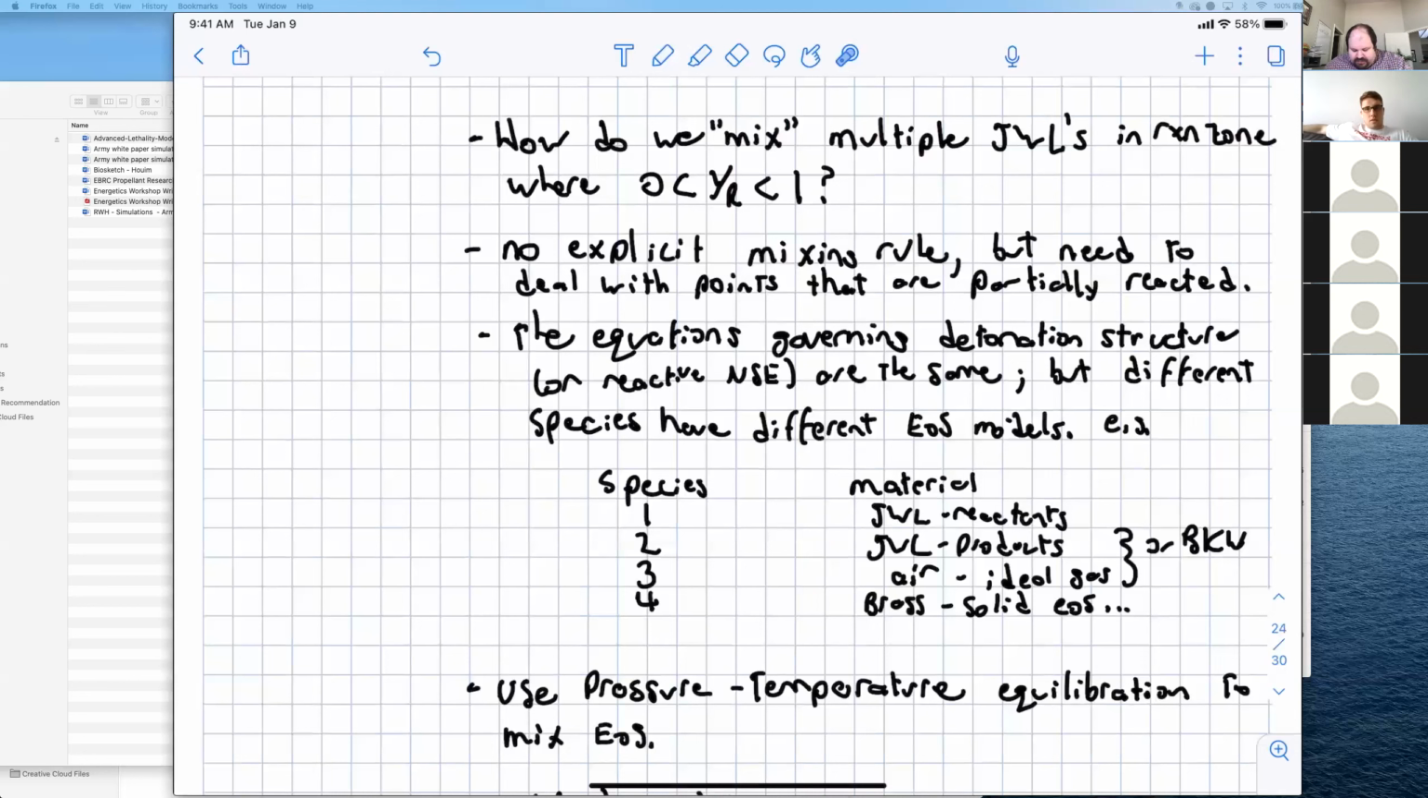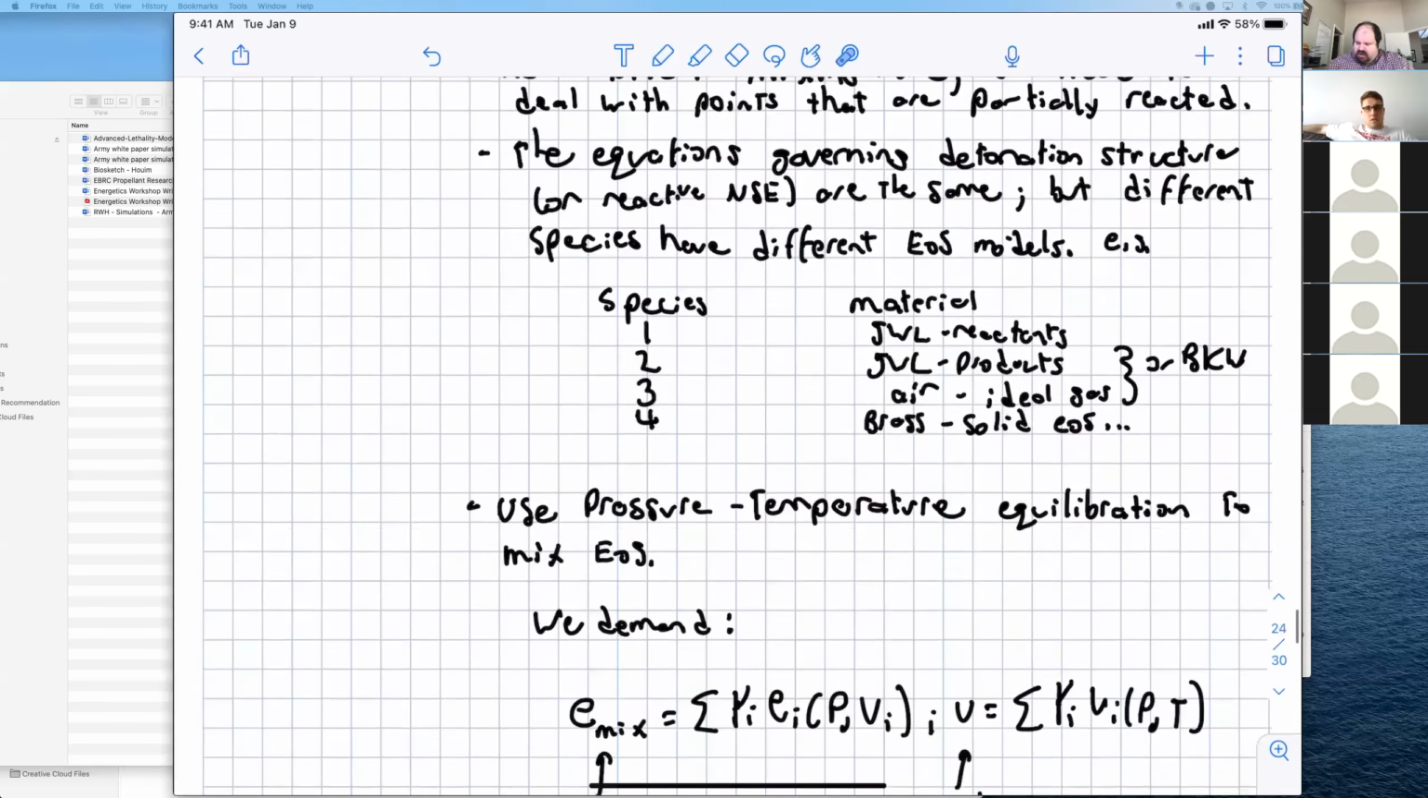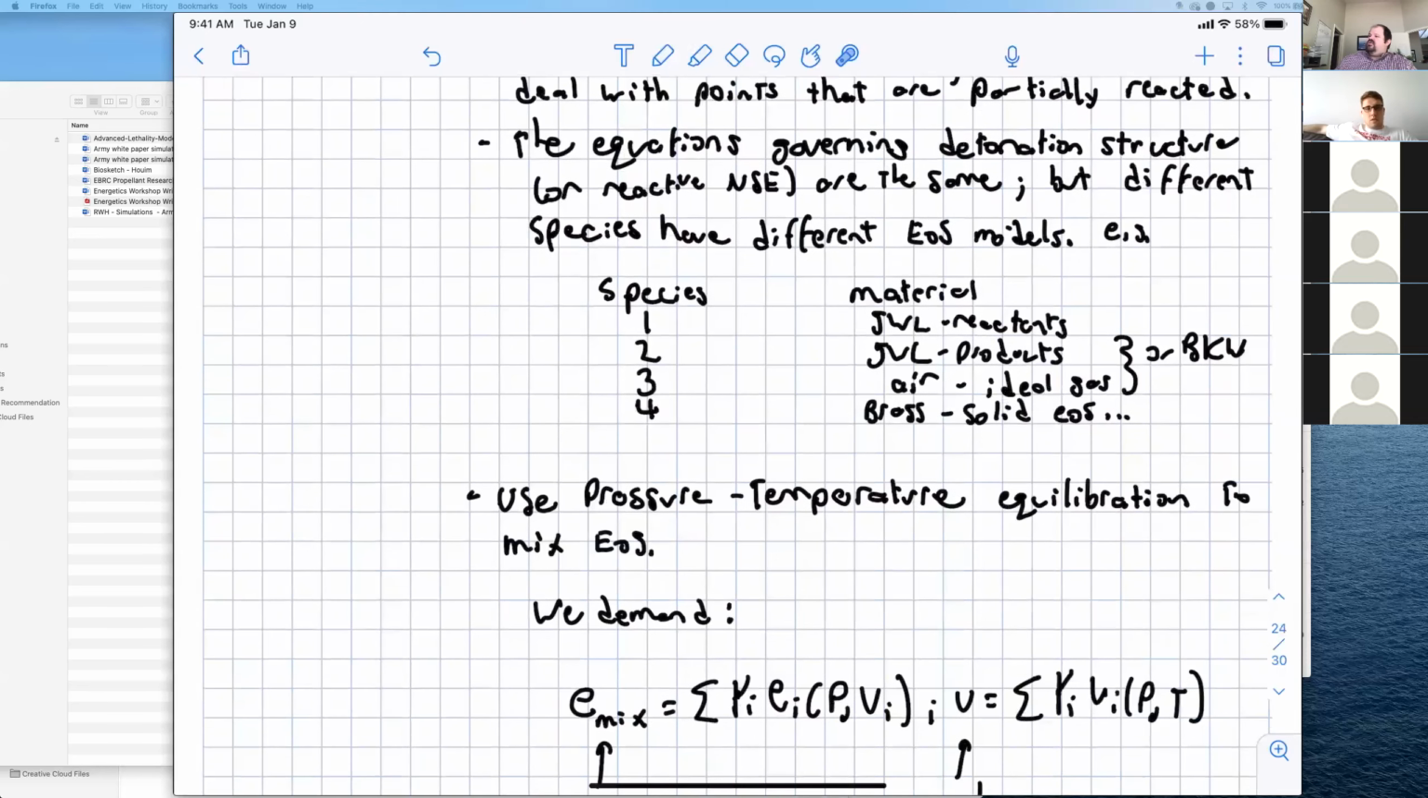And so now, say you have the horrible condition where at a grid point in your calculation, you have part JWL reactants, part JWL products, part air, and you also have part brass. And so now you need to find some sort of mixture state for all of these different equations of state. There are various assumptions for doing that, and one of the most common is to use what's called pressure temperature equilibration.